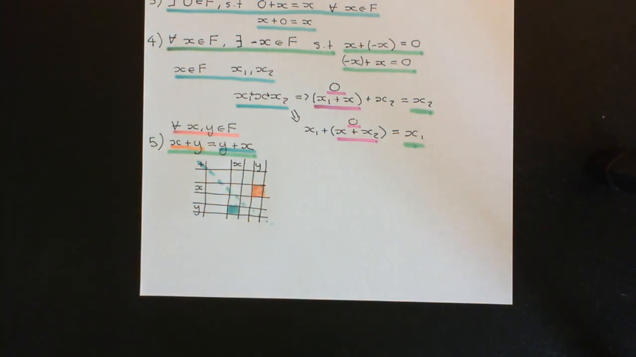So those are the 5 axioms that the addition composition law must obey. They can be summarised, and indeed we will often summarise them, as saying that under addition the field has to be an abelian group.